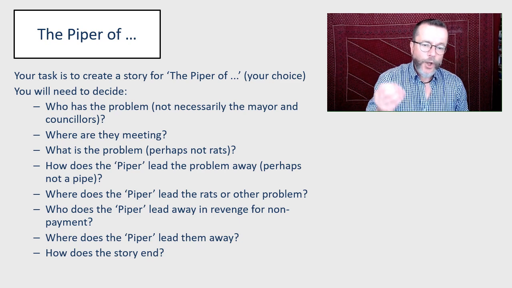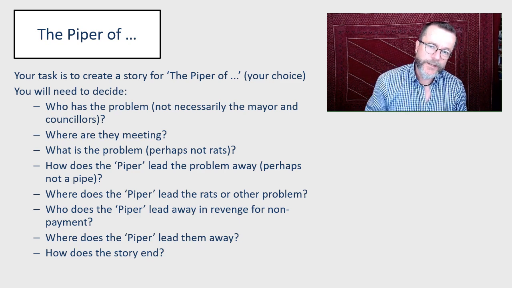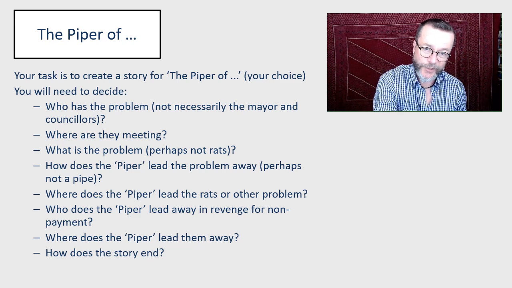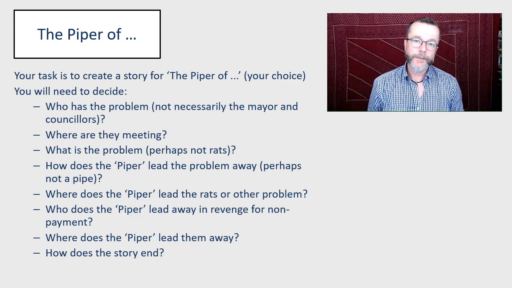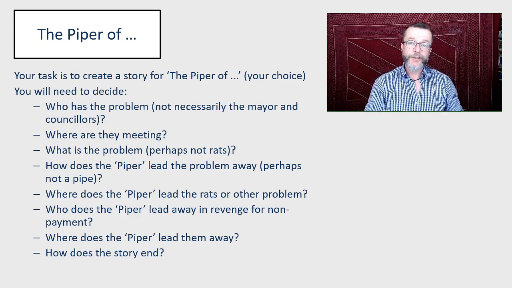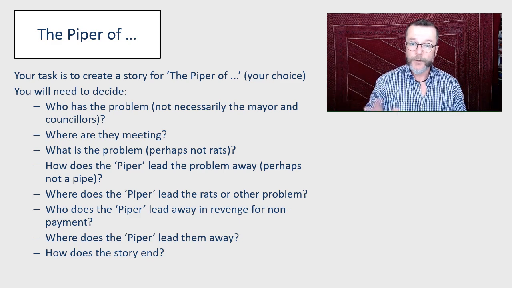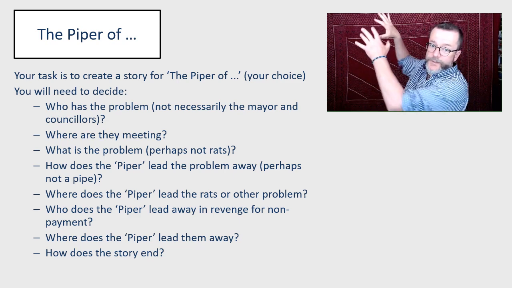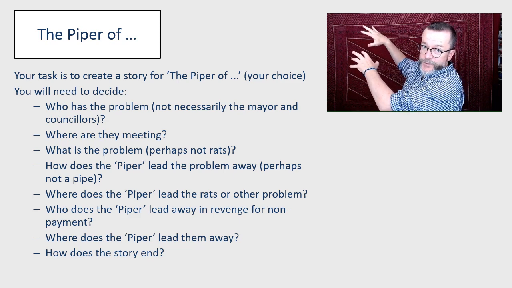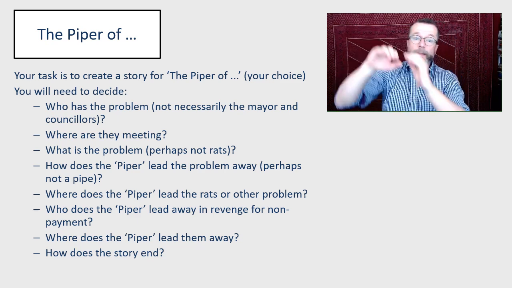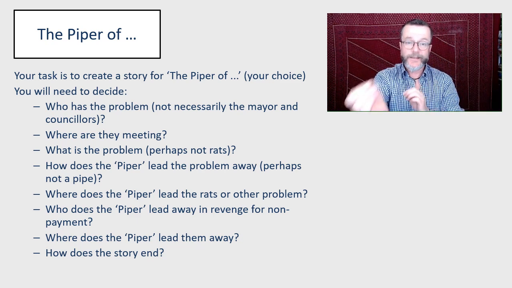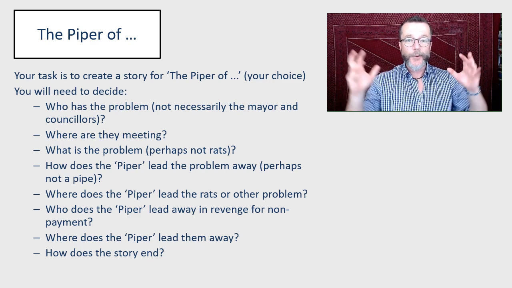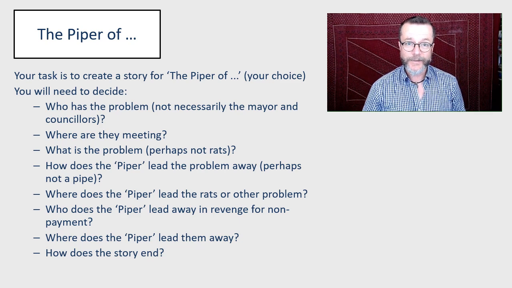And then how is the piper going to get revenge? Who is the piper going to lead away as punishment when the piper doesn't get paid? Is it going to be the children, or is it going to be another group? Is it going to be everyone's pet dog? I don't know. And where are they going? So you've got one place for the problem, which in Newtown is the rats, and then you've got another place that has to make sense in your setting. And how does the story end? You've got to think about how you're pulling all of this together to make an ending.